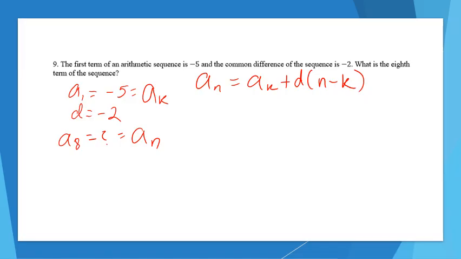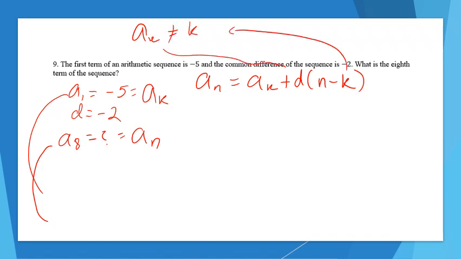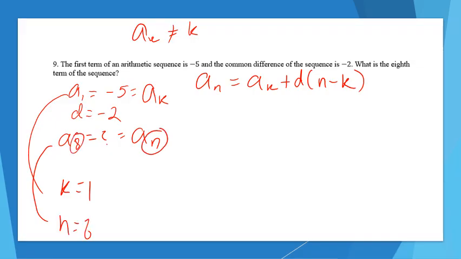Once we have this, we can also pull from these that a of k is different. So a of k is very different from just k here. These two are very different things, so be careful of that. In this case, a of k is going to be negative 5. But here, we should just have k to be 1. And then n should be 8. So that's based off of our subscript. Now plug in everything you know.